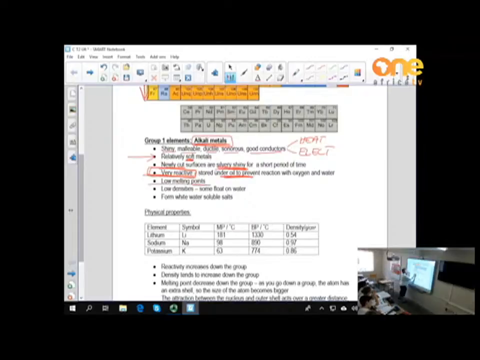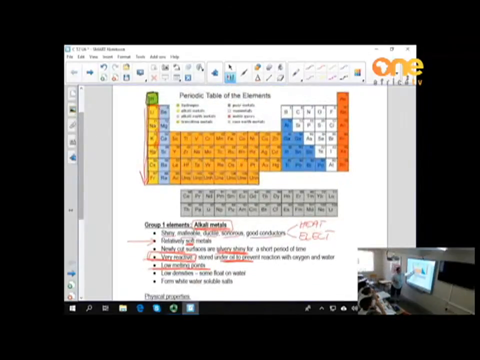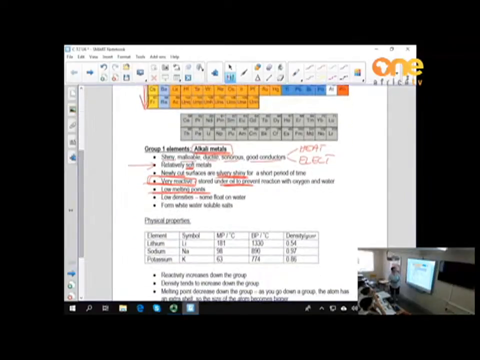They have low melting points. Now normally, if we have a look at the transition metals, you will see they have much higher melting and boiling points. So I'll come back to the properties of metals in a moment. They have low melting points.